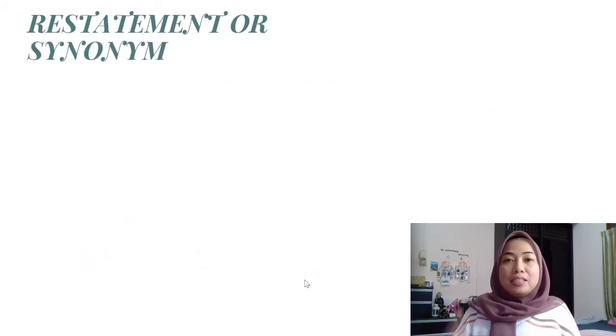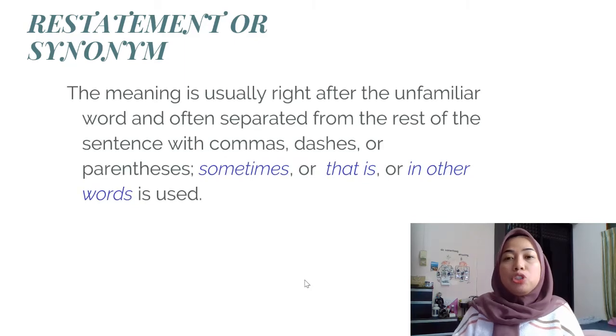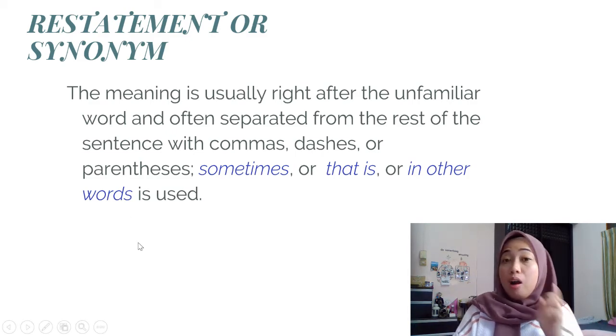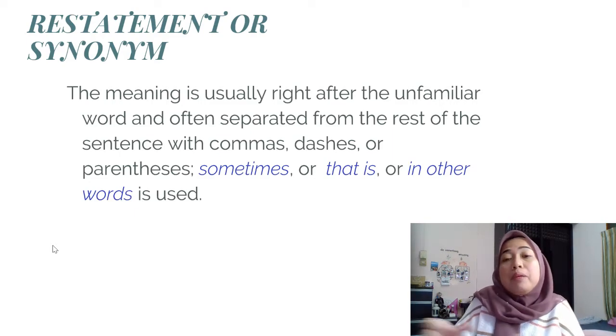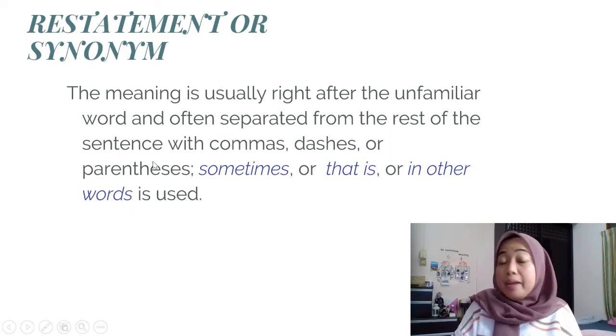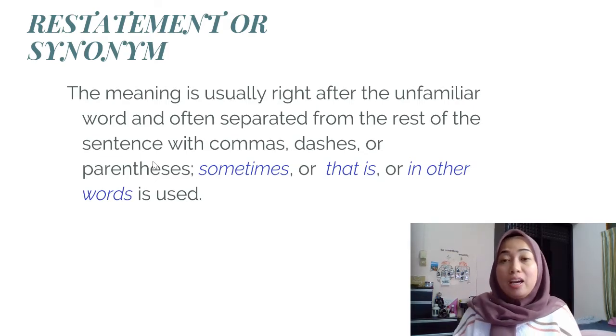Now let's go into the second type, that is restatement or synonyms. Sometimes when you don't know a word or when you want to make sure that people understand what you mean by a word, you can also give them a synonym. So a synonym usually would be followed or would have a few linguistic features. Now these linguistic features are what I call as commas, dashes, or parentheses. Or sometimes it would be followed by words like sometimes, that is, or in other words. Okay, let me give you an example.